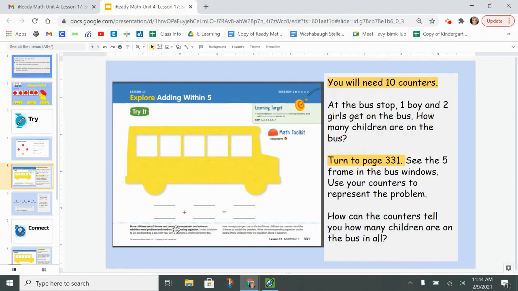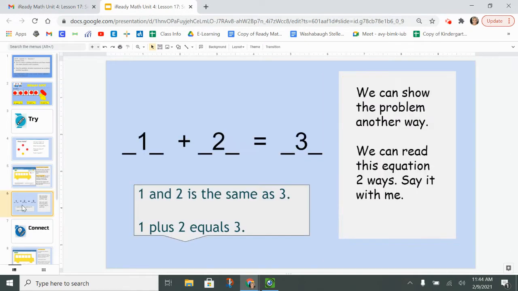Excellent. Now, if we didn't have counters, what else could you use? Yeah, you could use your fingers. You could use 1 and 2 and then put them together. Good, and you have 3. Excellent. Now, let's do it here. We can show the problem in different ways, and we can explain the problem in different ways.